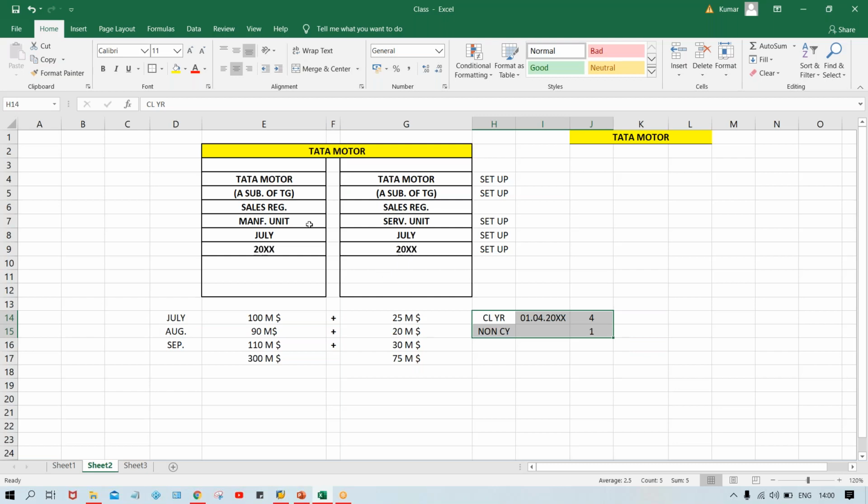So now this Tata Motor, Tata Group, this manufacturing unit, service unit, these all are called the enterprise structure. These are part of the enterprise structure. Now if you talk about this July, this is called the posting period. If you talk about this 2000-something, whatever the year is, that is called the financial year or fiscal year. These are part of the basic settings, right? So people say enterprise structure and basic settings.